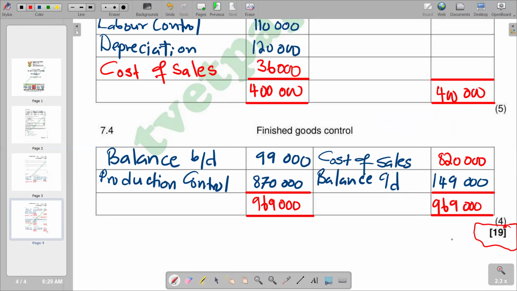So basically, this is what we have, guys, according to the integrated system from the question paper of November 2024. So hopefully the video was helpful.